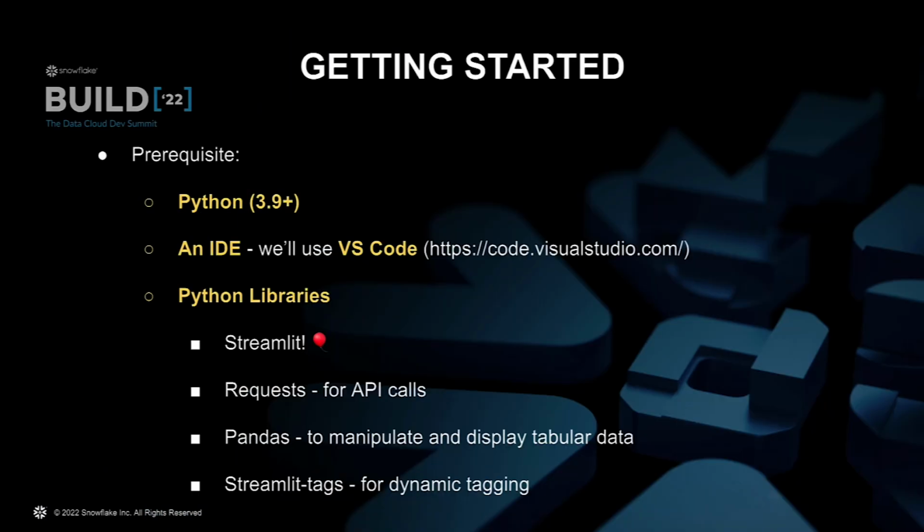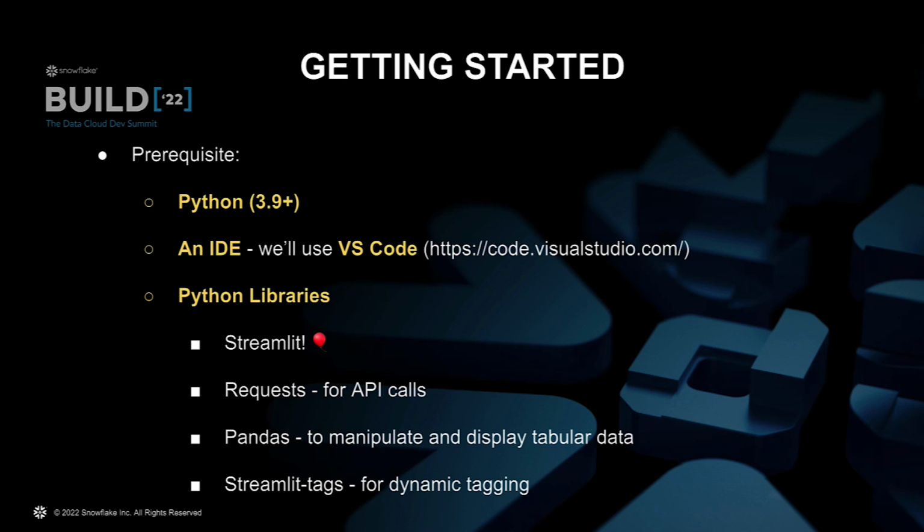So let's get started. What do we need? First of all, we need Python. We recommend to download Python 3.9 or above. We also need an IDE to be able to code. We'll use VS Code in this tutorial. You've got the link here to download it. You can use any IDE if you wish to use PyCharm or Spyder or anything else. That's perfectly doable.